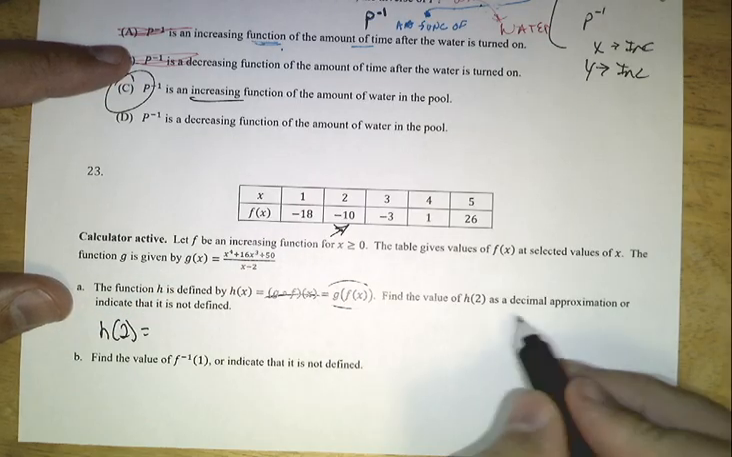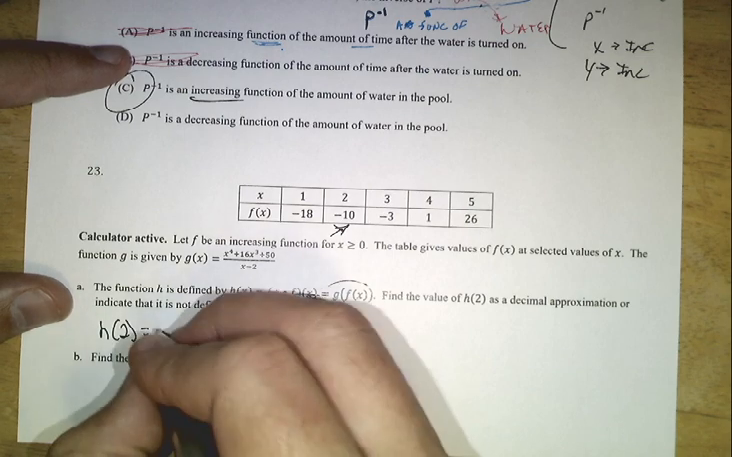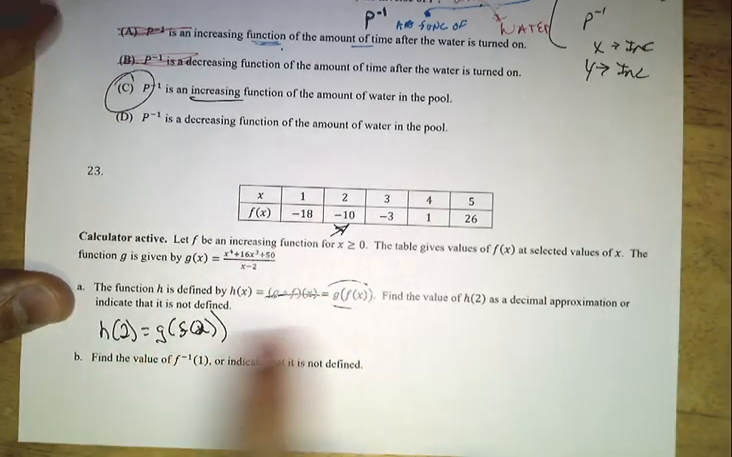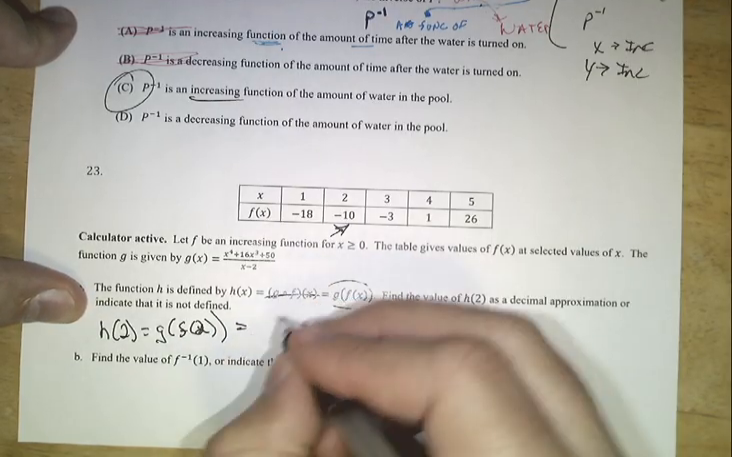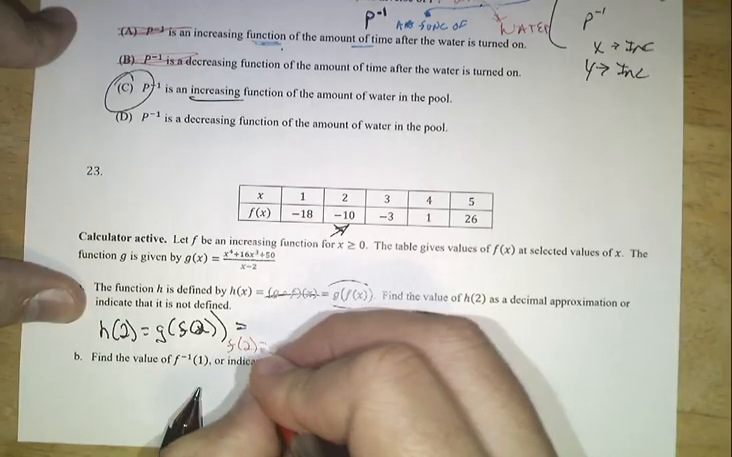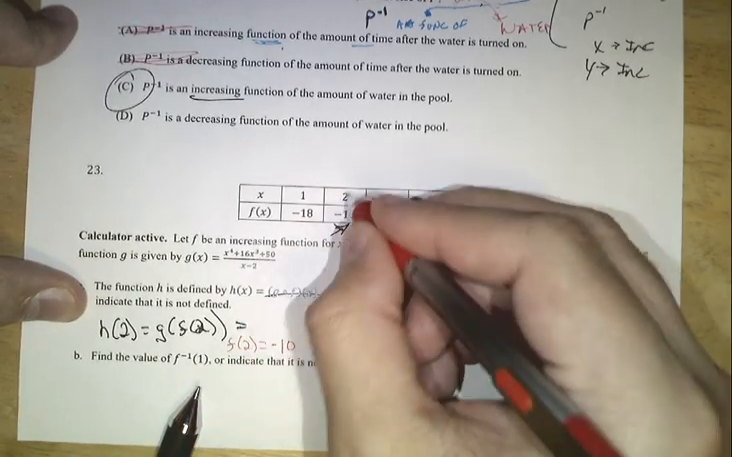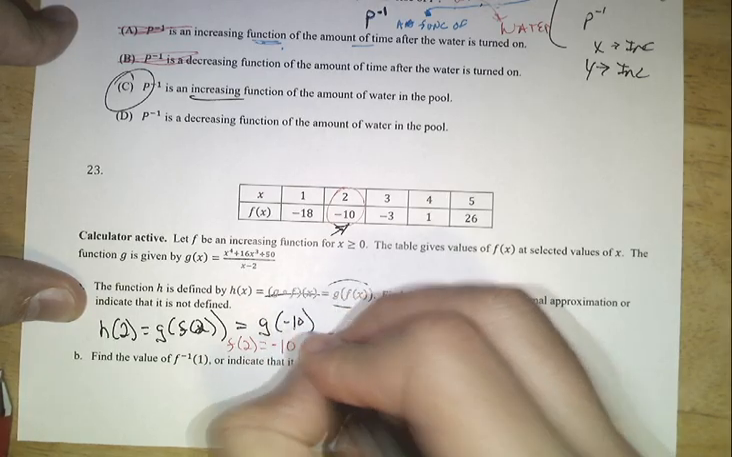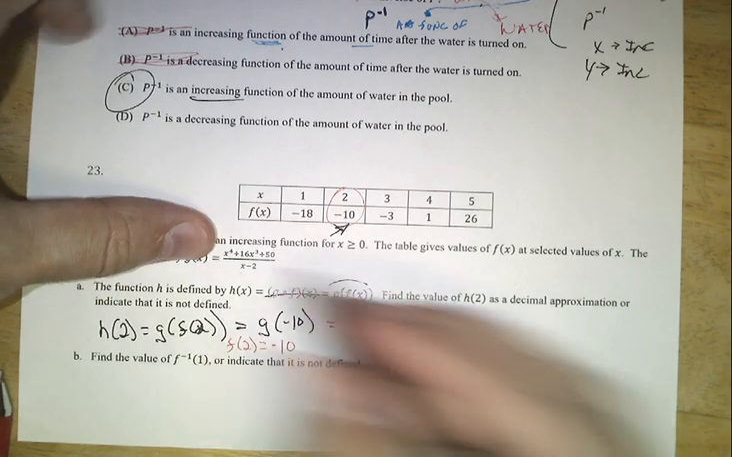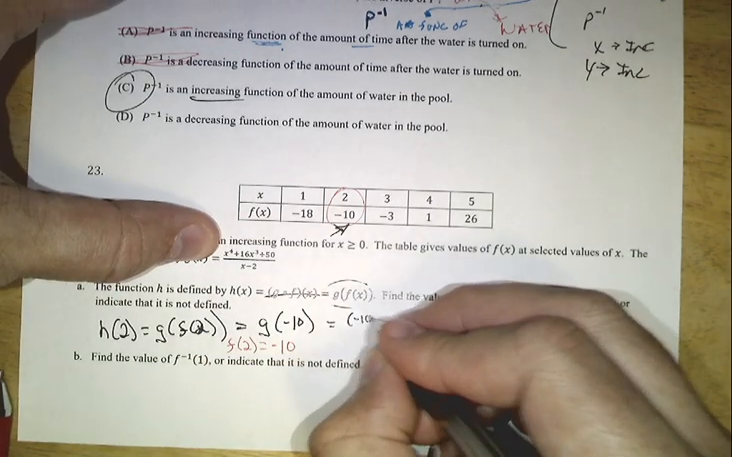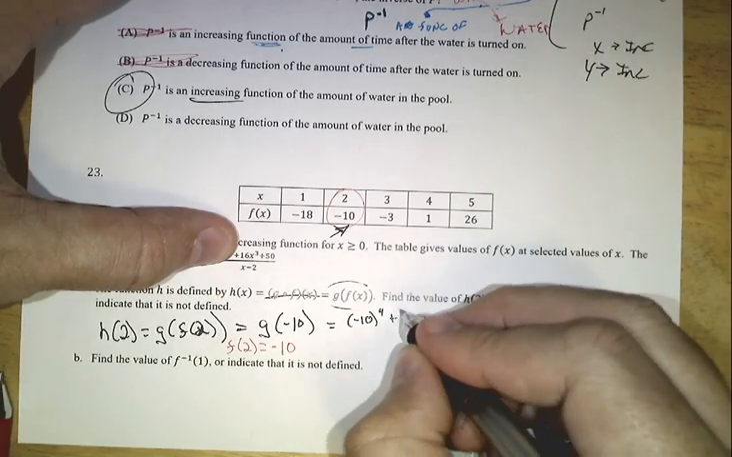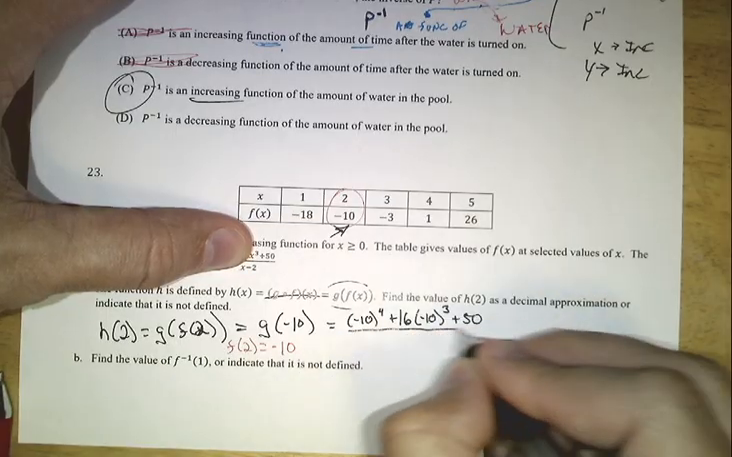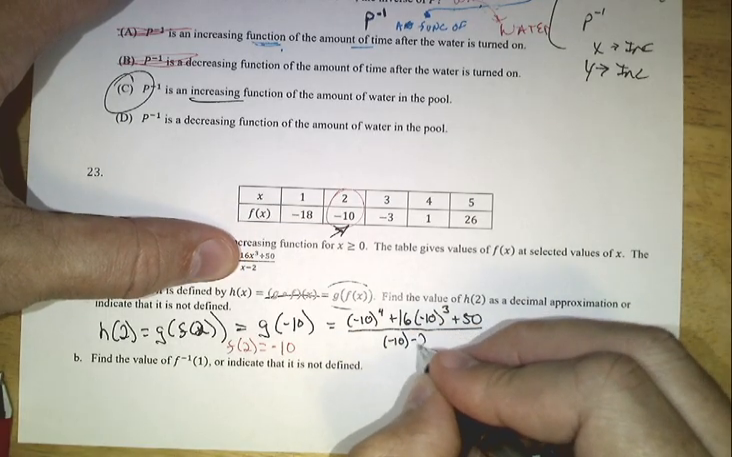So h of 2 is going to be equal to g of f of 2. Since x is 2, we'll just plug that in. So now f of 2 is equal to negative 10, right there. Okay, so we need to figure out g of negative 10. So we plug that in to this monster right here, and we'll get negative 10 to the 4th plus 16 times negative 10 to the 3rd plus 50 all over negative 10 minus 2.